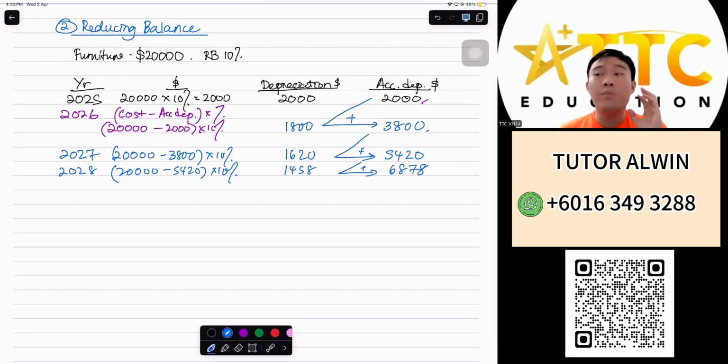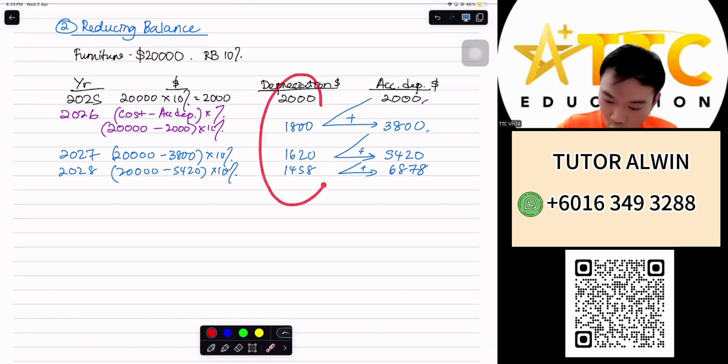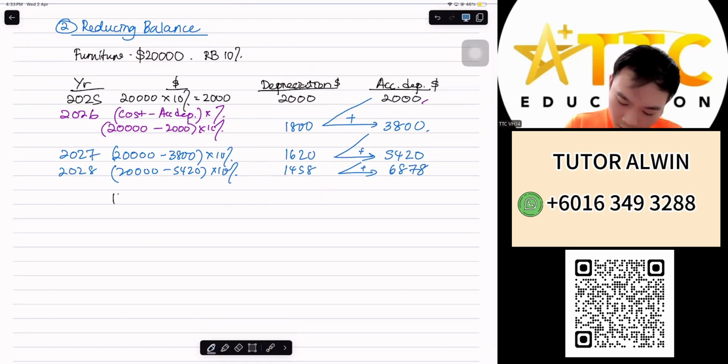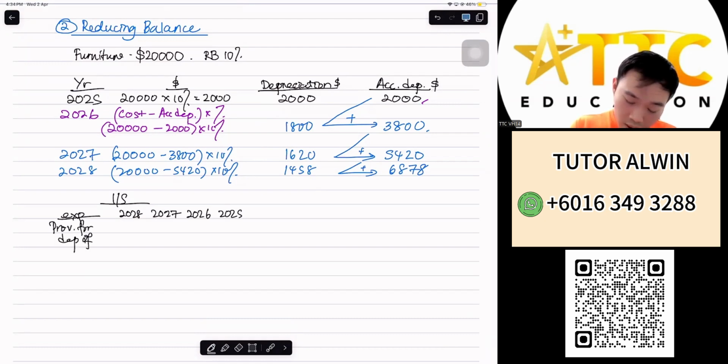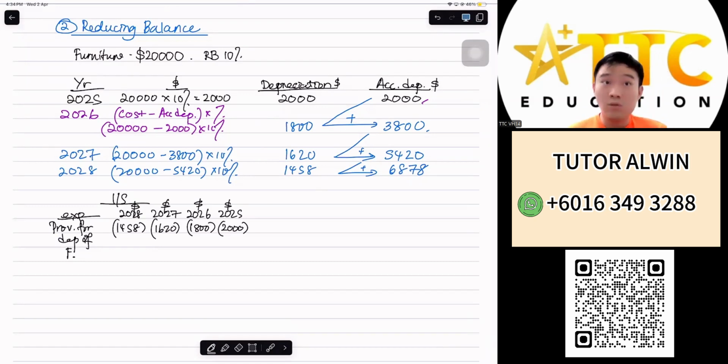Then the ones that you record as depreciation for the income statement portion will be this one. Okay, let me give you the income statement and SOFP ones. 2028, 2027, 2026, 2025. Expenses column here. Okay, provision for depreciation of, this is our furniture. 2028's one will be 1,458, 2027 1,620, 2026 1,800, and then 2,000. This is how it looks like.